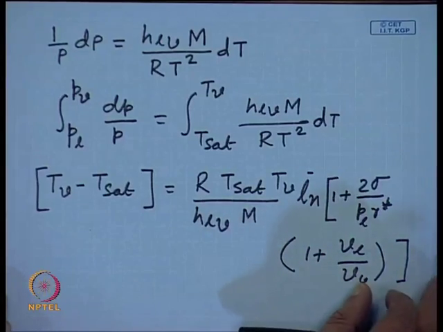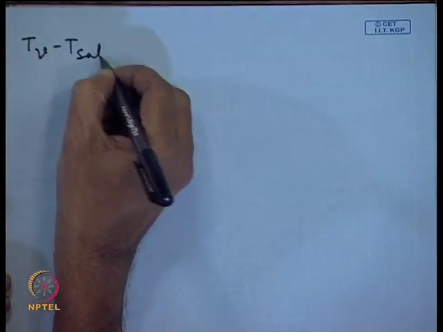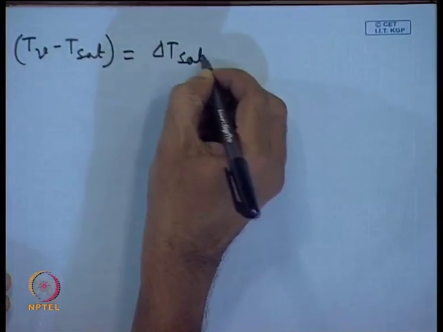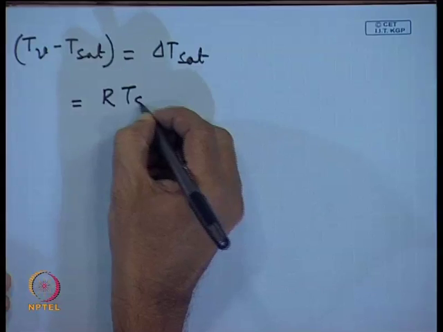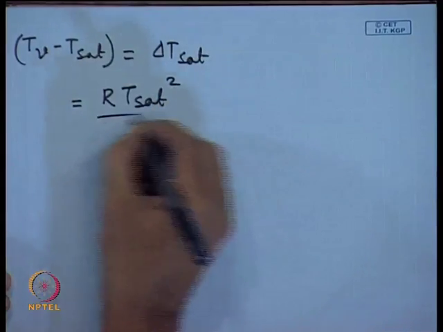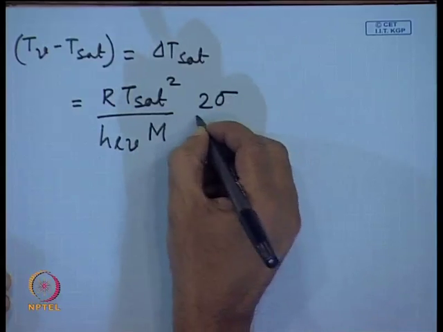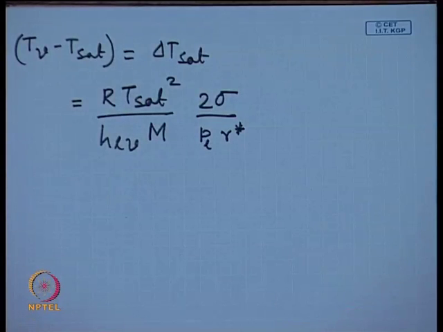Now, with all these approximations, one can write T V minus T saturated, that is equal to delta T saturated, that is again equal to, so, this is after making some approximation one can write this equation.